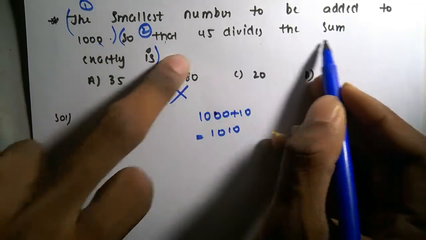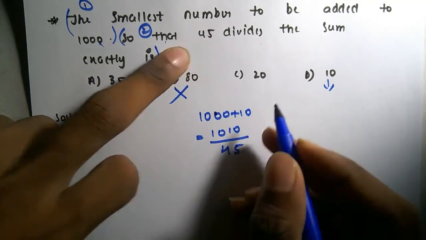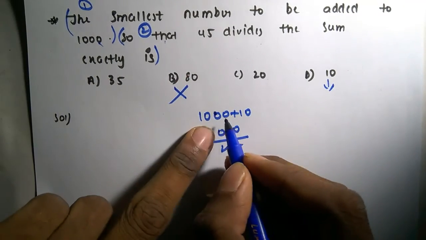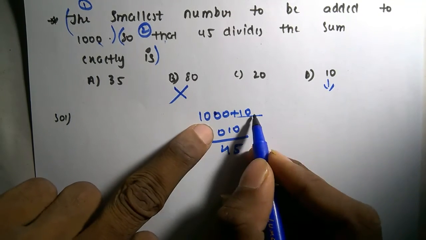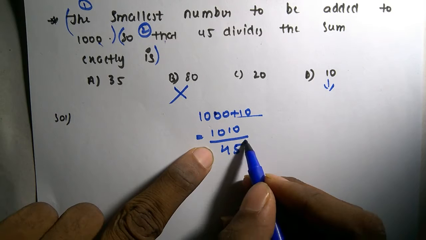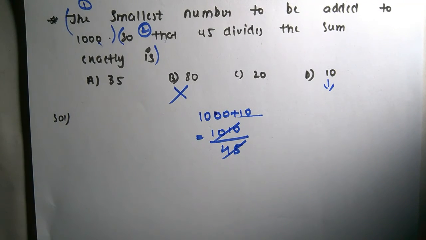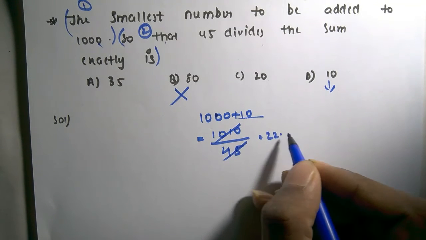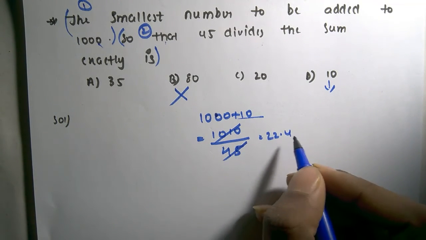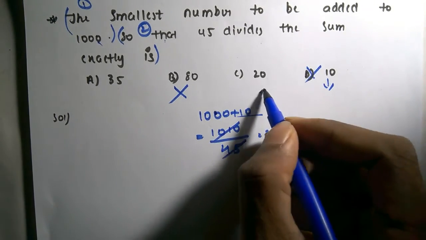So that 45 divides the sum exactly. Okay, 45 divides the sum exactly. So this is the sum, 1000 plus 10 is the sum. So 45 divides this sum exactly. So this is not dividing exactly, guys. Okay, let us check. When divided, we were getting some decimal number, 22.4. So this is also not the correct answer, and let us check the 20 option.